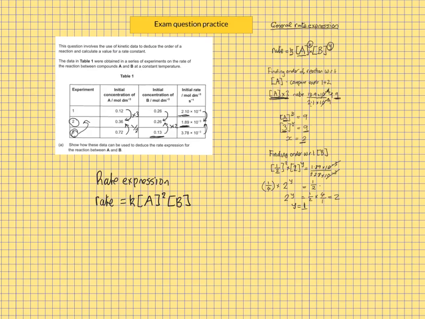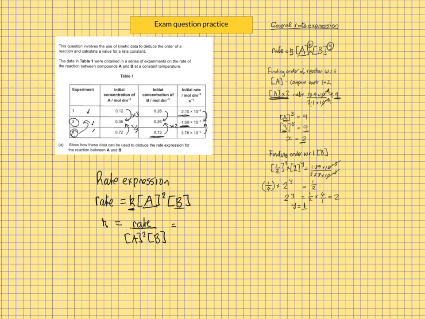We now have our rate expression, and now we need to find the value and the units for our rate constant K. As we looked at in the last part of the video, we need to rearrange this equation to isolate K on its own, and that involves dividing both sides by the concentration of A and B. Now the rate constant K is equal to the rate divided by the concentration of A squared times the concentration of B.